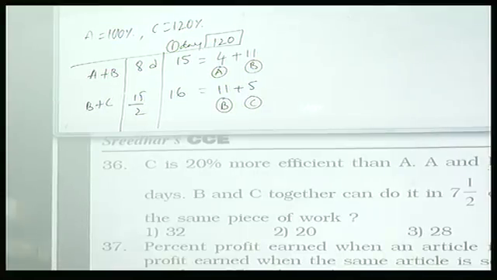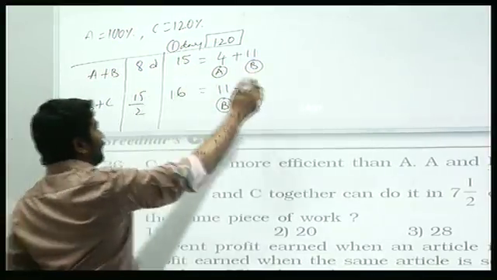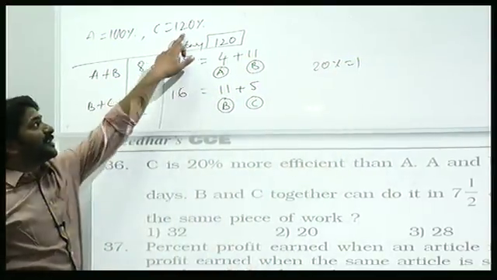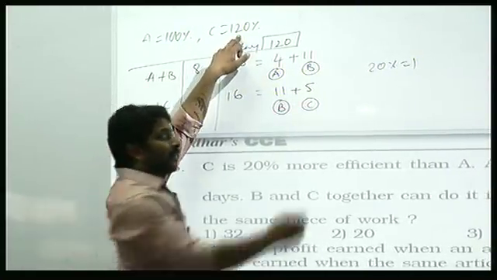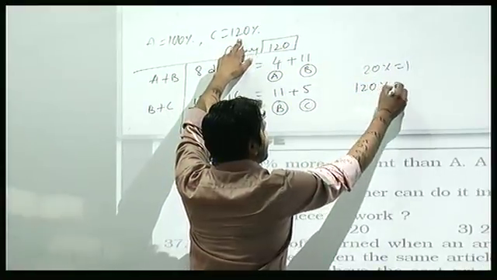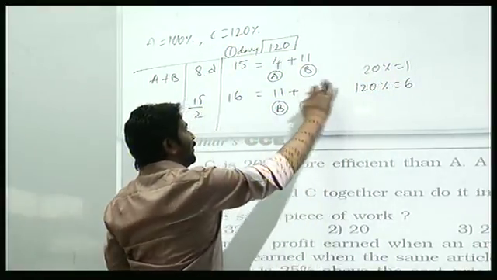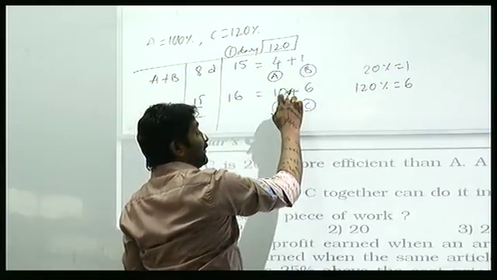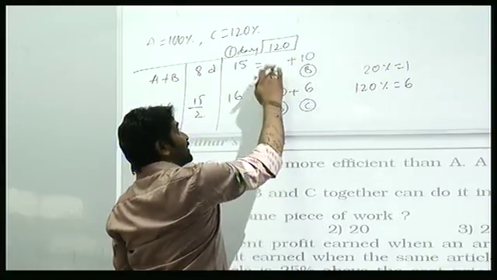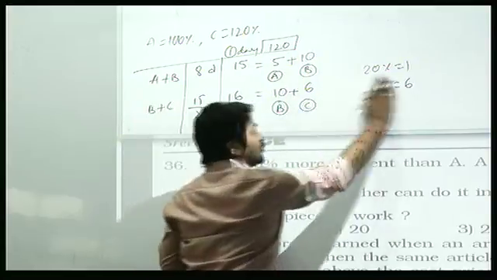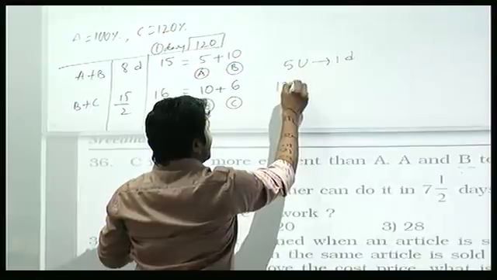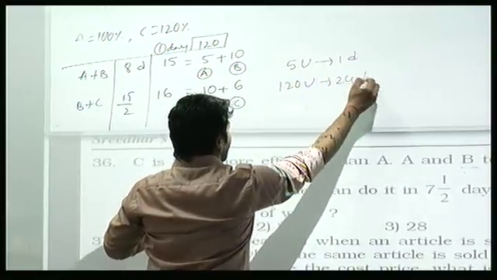Hey, wait a minute. If 20% is equal to 1, here we have C whose efficiency is 120%, right? So 120% will be equal to 6. Here you need to take 6. B's efficiency becomes 10. In that case A's efficiency becomes 5. So to complete 5 units, A need 1 day. To complete 120 units, A need 24 days.